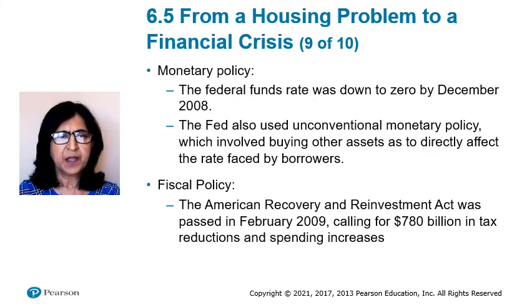Monetary policy. The Fed also began to take action. Since the Fed funds rate was at the zero lower bound, the Fed then turned to what has become known as unconventional monetary policy, buying other assets so as to directly affect the rate faced by borrowers. Fiscal policy. The American Recovery and Reinvestment Act was passed in February 2009, calling for $780 billion in tax reductions and spending increases.